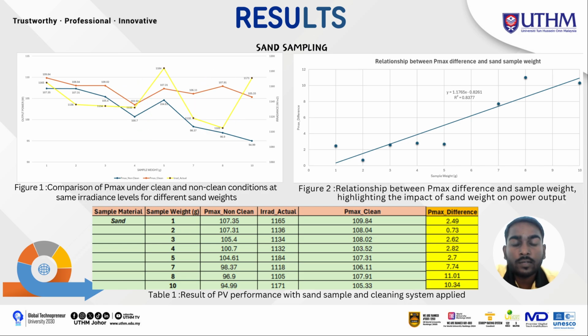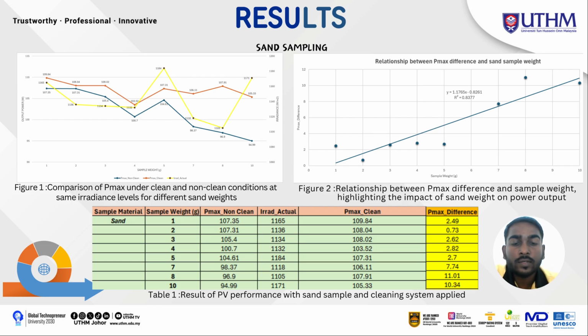This behavior can be attributed to the STC specification of the panel, which is irradiance of 1000 watt per meter square. Since the Pmax of both irradiance levels reaches its maximum capability, the insignificant difference in the Pmax can be considered negligible. In figure 2, we can see the relationship between Pmax differences and the sample weight.